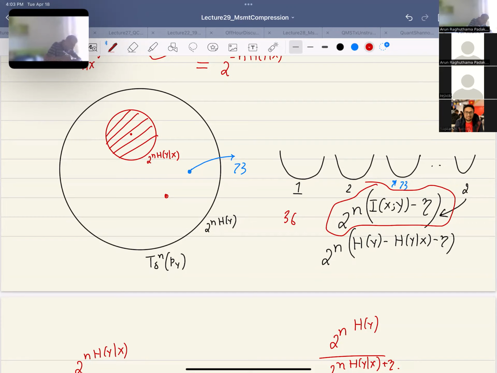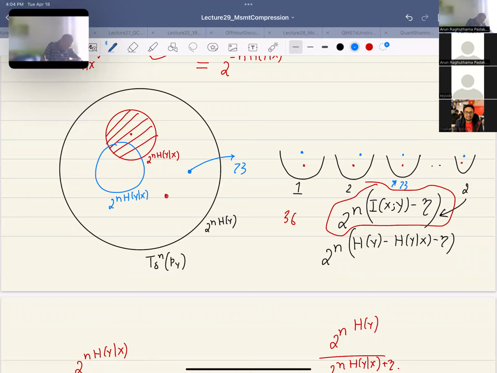What happens is that all these red sequences will fall in different bins, because the number of bins is smaller. You will find at least one sequence in every bin, and every bin will have at least one red sequence. Similarly, if I take any conditional typical set, so let me take another conditional typical set, another blue ball, this will also have 2 power n h of y given x number of sequences. I claim each sequence would have fallen in a different bin with high probability.